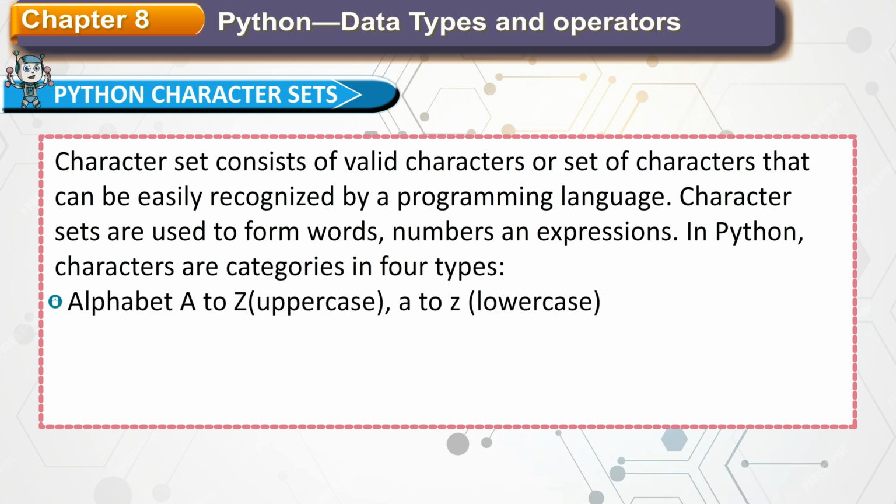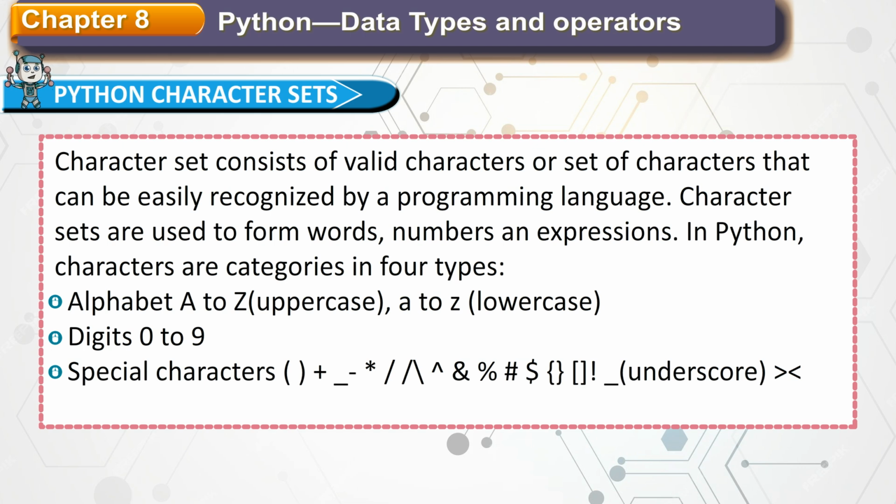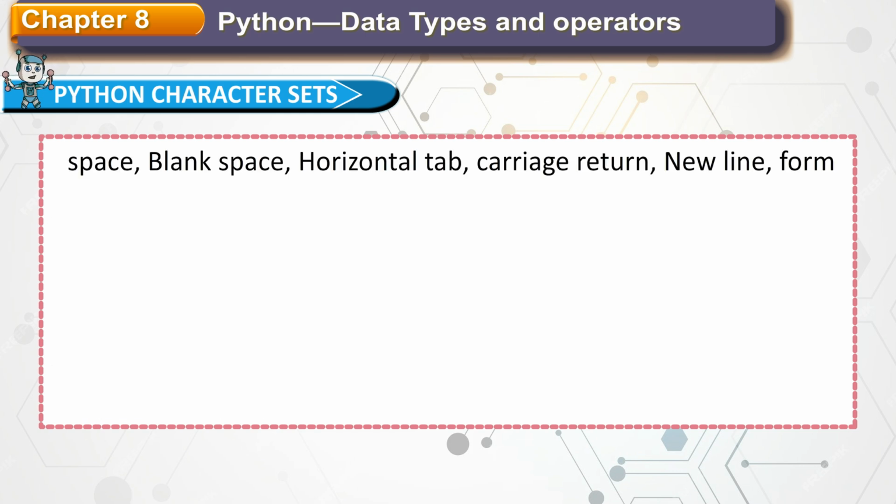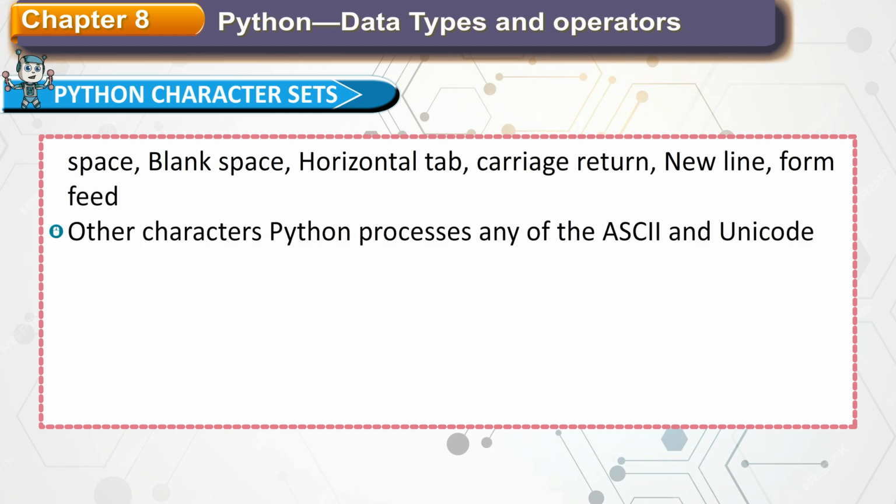Alphabets: A to Z uppercase, a to z lowercase. Digits: 0 to 9. Special characters: brackets, plus, underscore, asterisk, backslash, percent, hash, dollar, less than, greater than, question mark, at, etc. White space: blank space, horizontal tab, carriage return, new line, form feed. Other characters: Python processes any of the ASCII and Unicode characters as data or as literals.